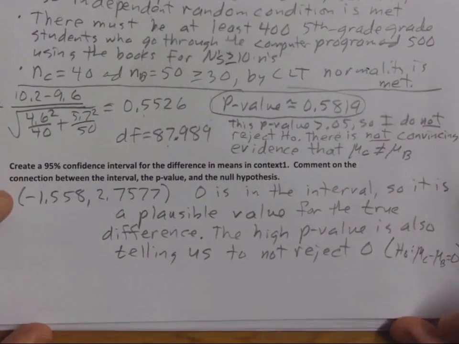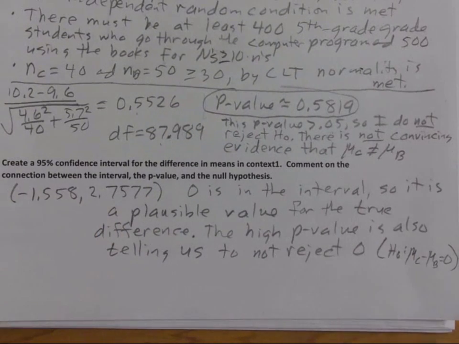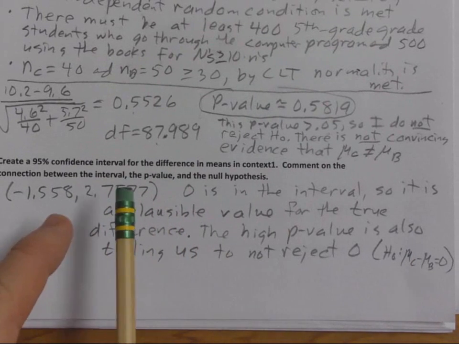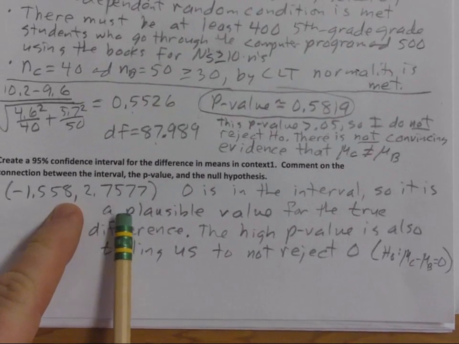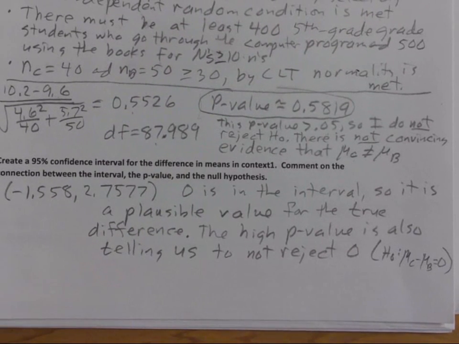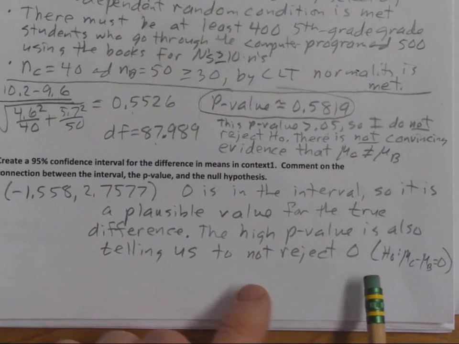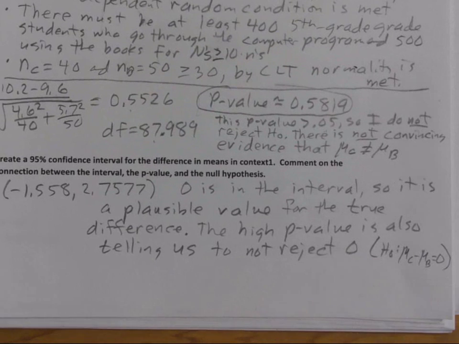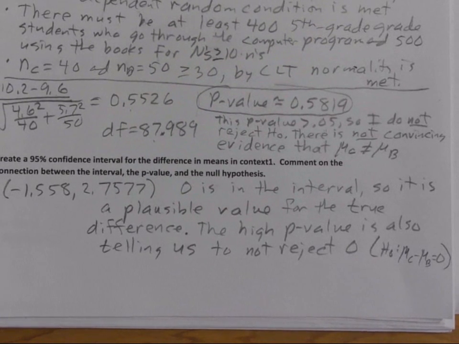And so the connection between the interval and the p-value and the hypothesized value is this: when it's the two-sample thing, the thing that is most interesting to us is 0. If 0 is in the interval, then it is a plausible value for the true difference. That would mean we're expecting a high p-value, telling us to not reject 0, which is in effect the null hypothesis value. So if 0 wasn't in the interval, that means it should be rejected at this level, and that would cause us to reject the null. So you need to get good at making that statement.